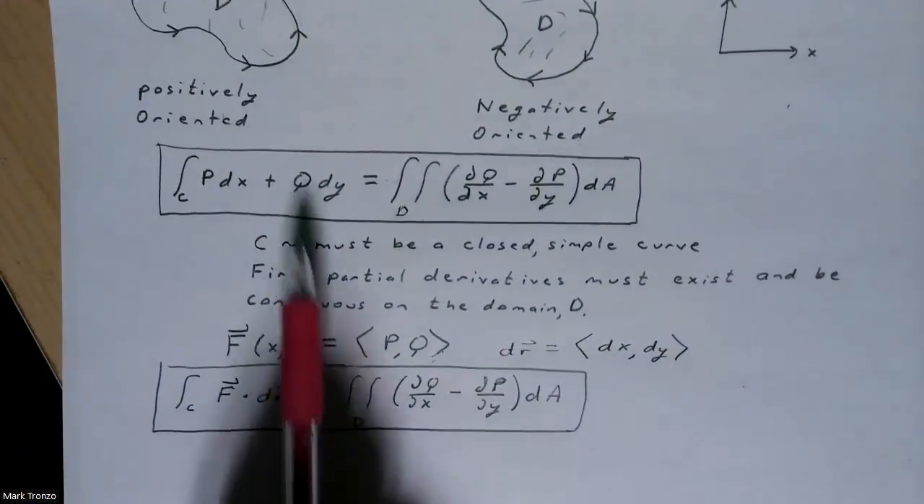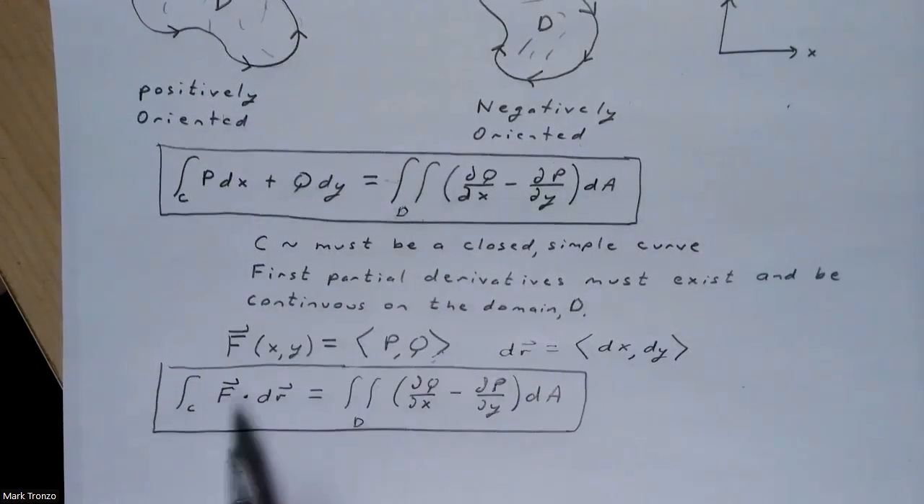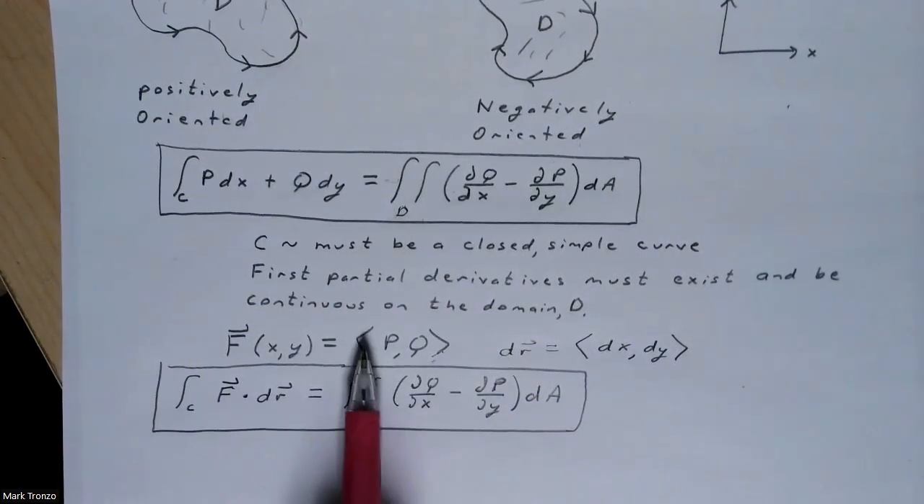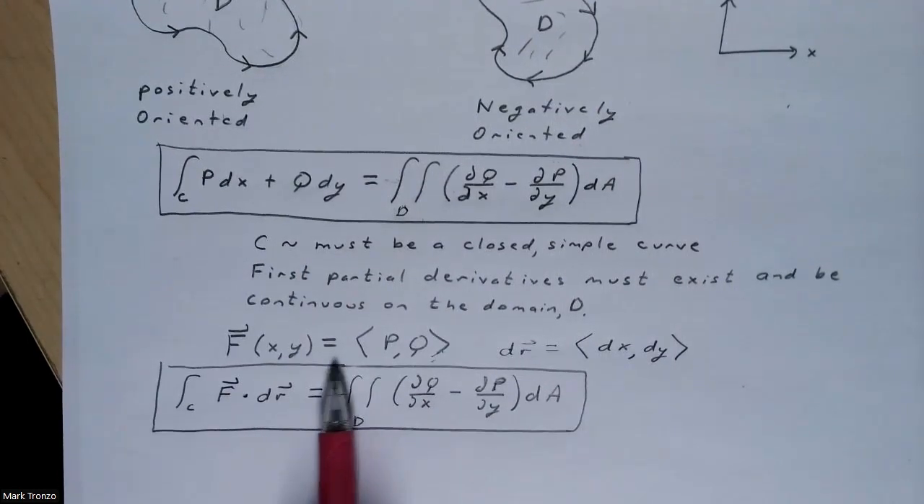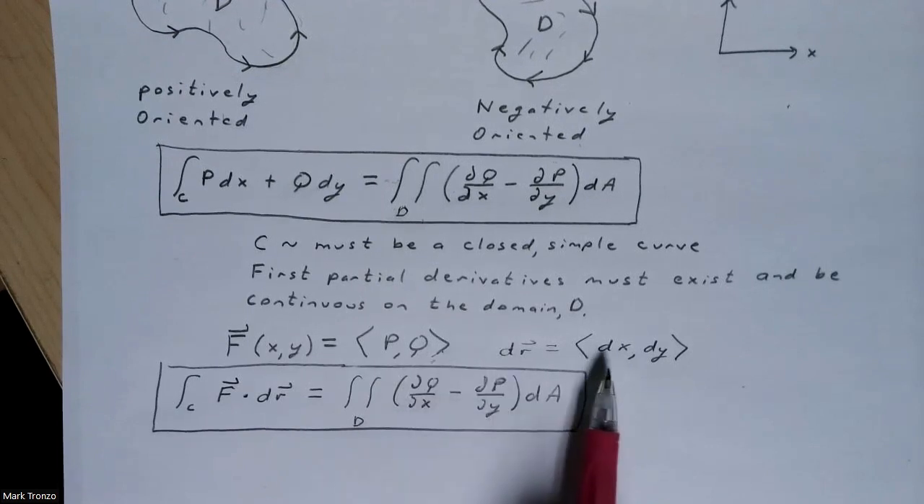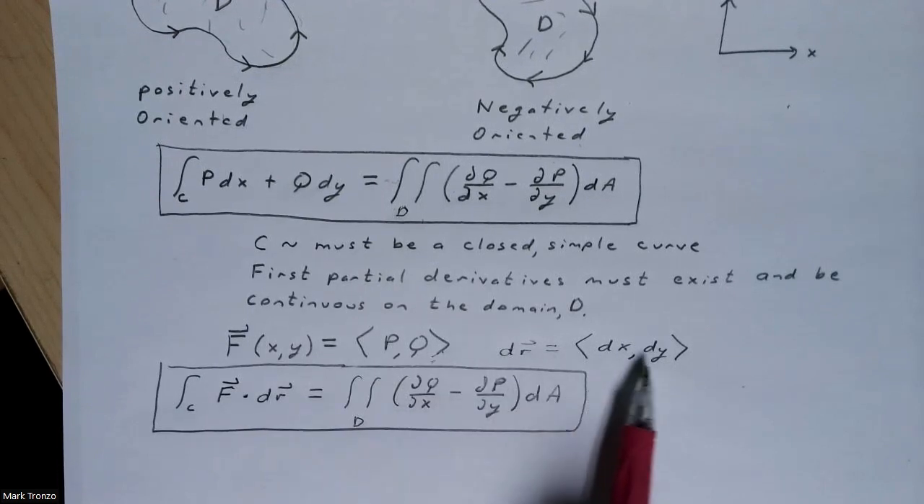And so those are the theorems in this form or this form. Just keep in mind that these two mean the same thing because the vector field can be expressed as P, Q and dr is dx dy.